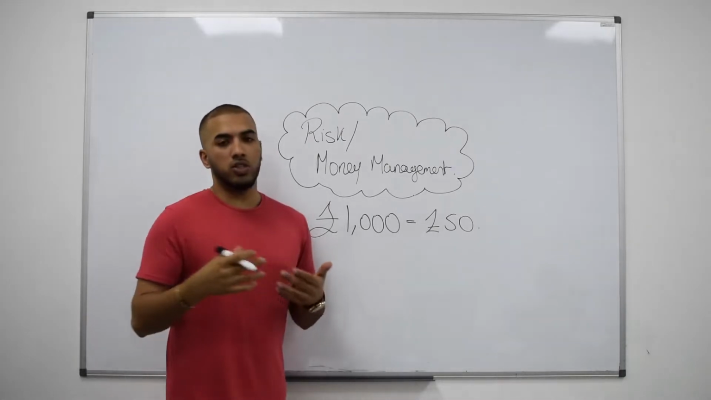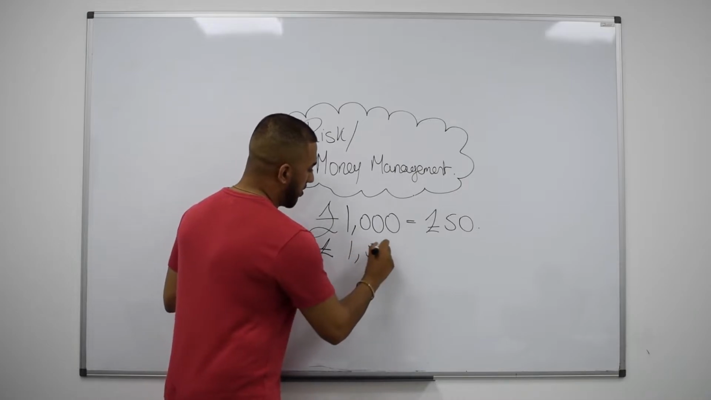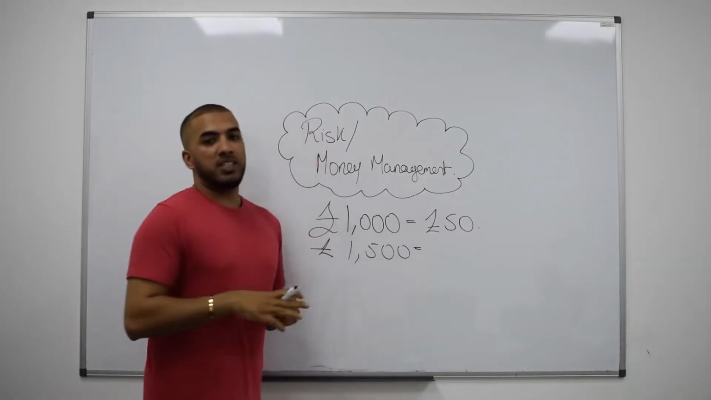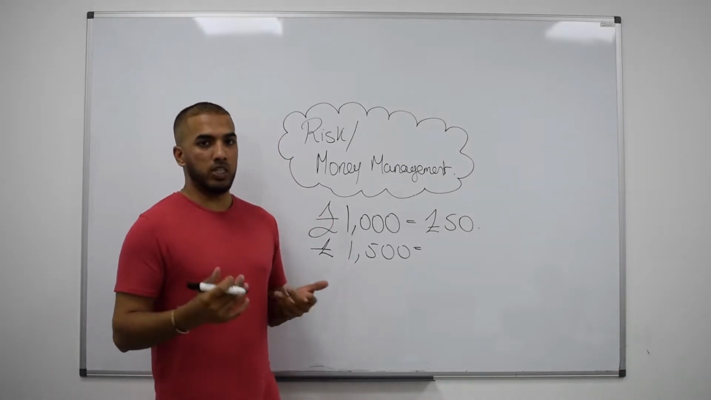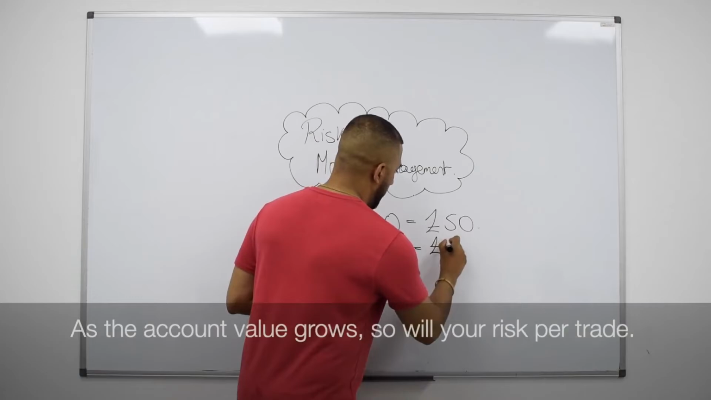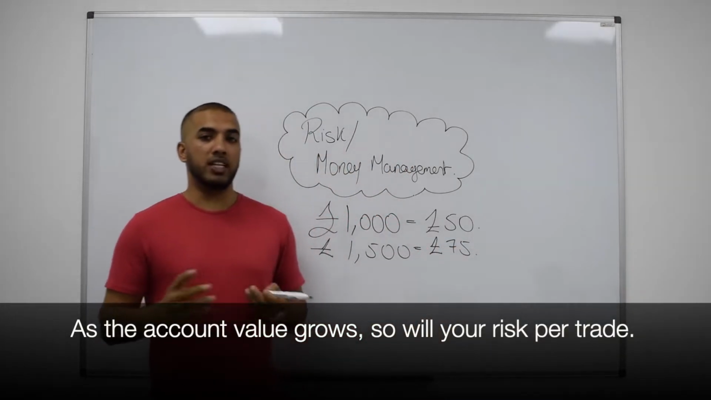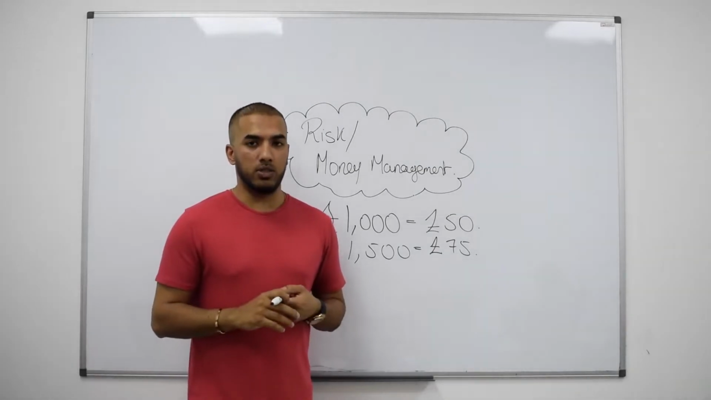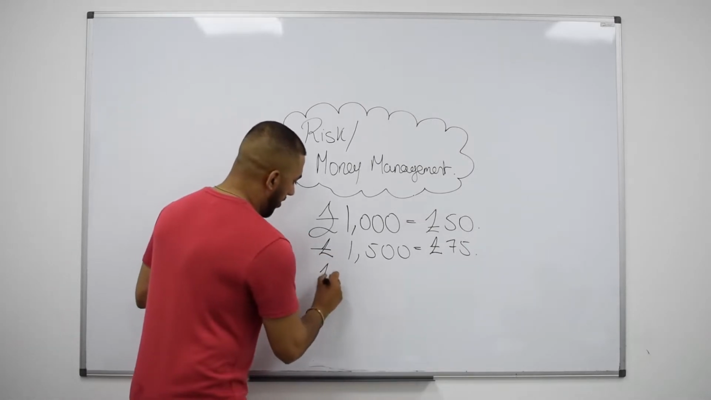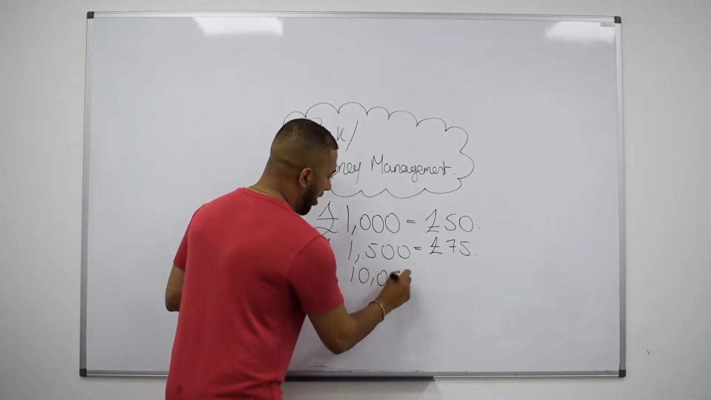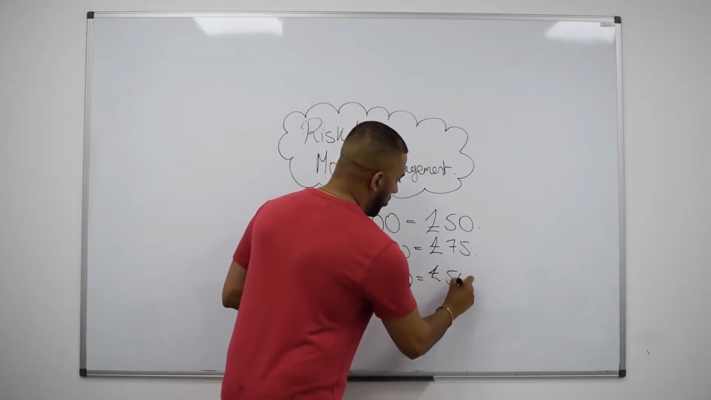Now say you were to trade for a month and you managed to grow this account value up to £1,500. The percentage will still remain the same. So now you'll be risking 5% of 1,500, which is £75. Say a few months down the line, you manage to grow this account all the way up to £10,000. The calculation again remains the same. So now you have an account value of £10,000, and 5% of 10,000 becomes £500.